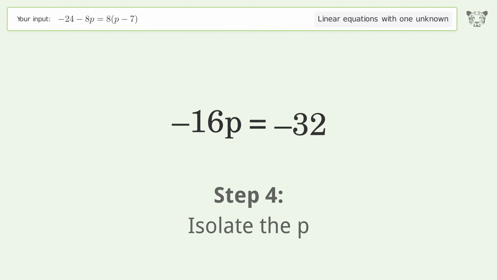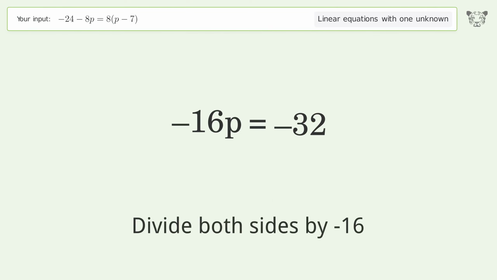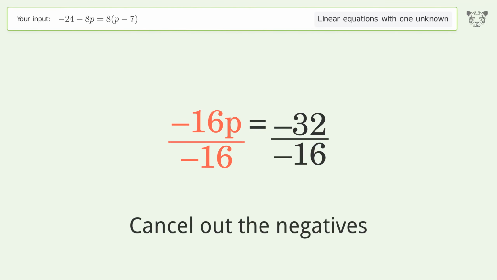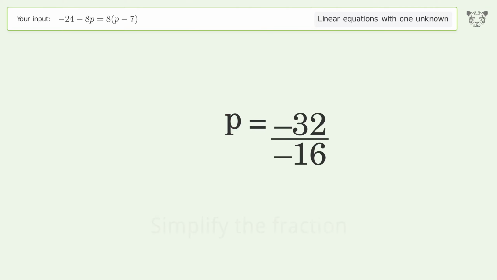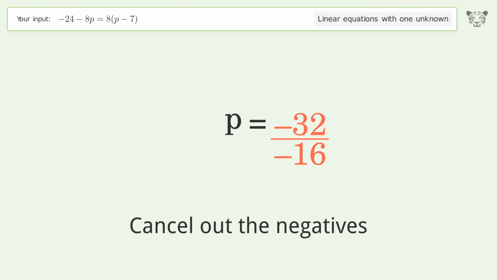Isolate the p. Divide both sides by -16. Cancel out the negatives. Simplify the fraction. Cancel out the negatives.